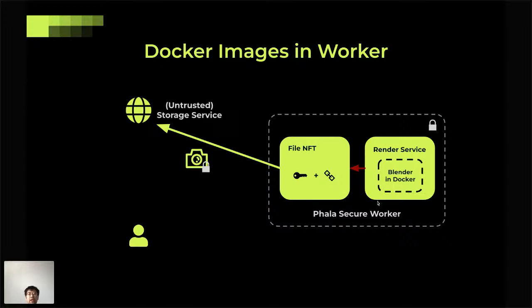And after the rendering has finished, we will get the render result, usually an image, and encrypt it again and upload it to the service. And finally, users can ask our contract to do the decryption for them to get the real result. So this is how it works. So let's see an example.